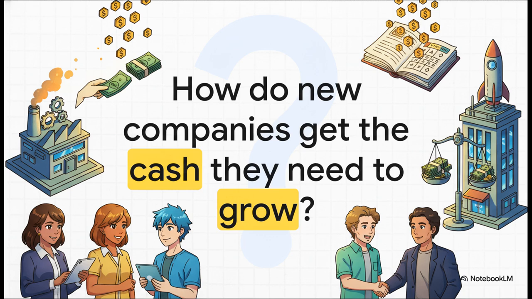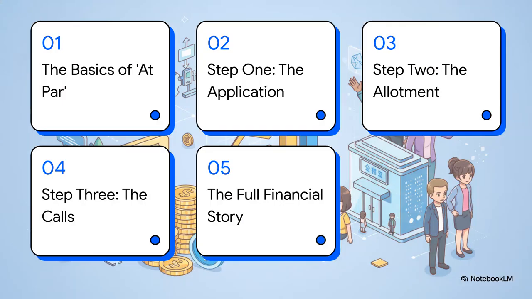You've got a company with a brilliant idea, but it needs money, capital, to hire people, build things, and grow. One of the most common ways to get that cash infusion is to sell ownership stakes, those shares. But how does that actually look on the books? Let's find out. So, we're going to follow the money step by step.